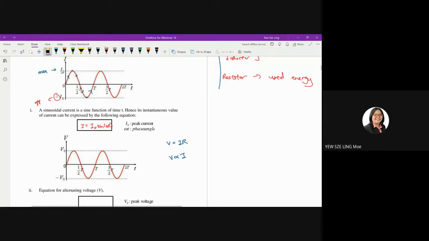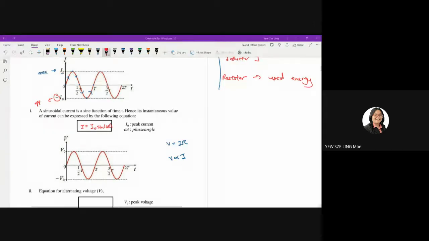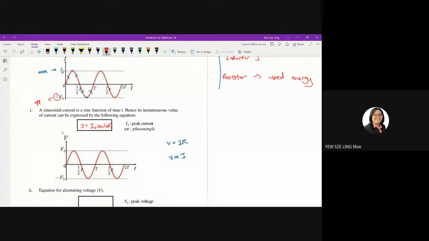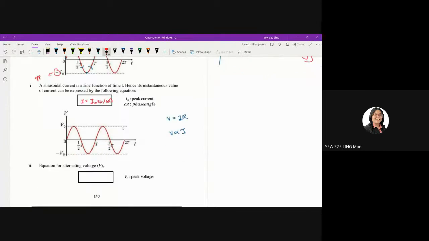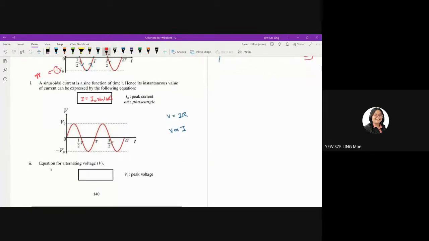So for this given example, this is a sine function. Usually we will start from 0, because we want to see what happens. We want to do a comparison between 3 different components. So I equals I naught sine omega t, whereas for V, the equation for alternating current is V equals V naught sine omega t. Now, these two equations are the equations for instantaneous value.